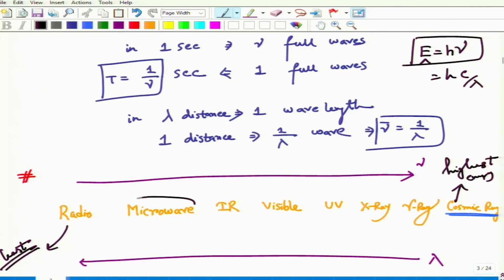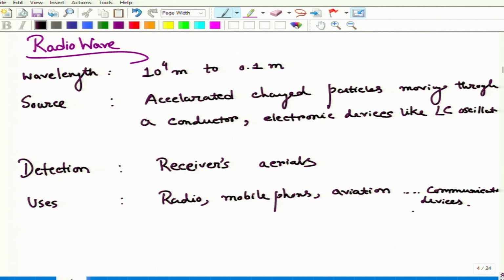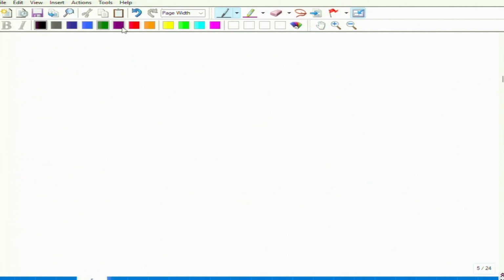Welcome back. So last part I have discussed the radio wave, the features of the radio waves. Now let me start with the next part, which is microwave, right? We have already discussed the radio waves. Now microwave. These are the uses, detection, everything we have discussed. Now for the microwave. Nowadays we are very much familiar with these things, right?